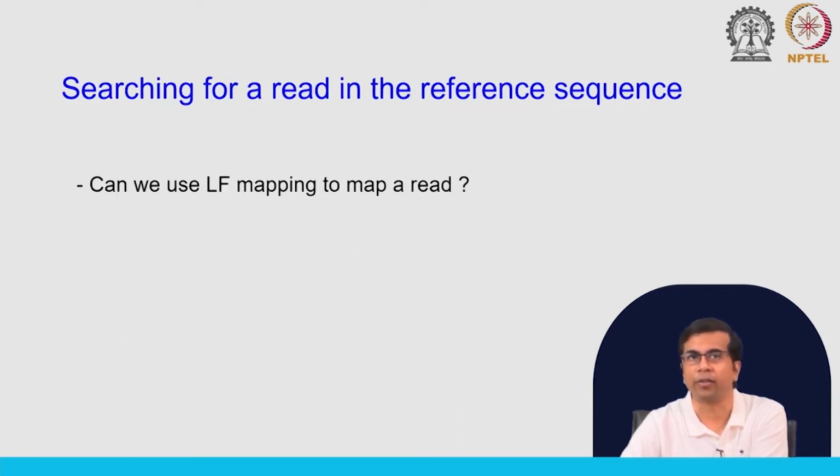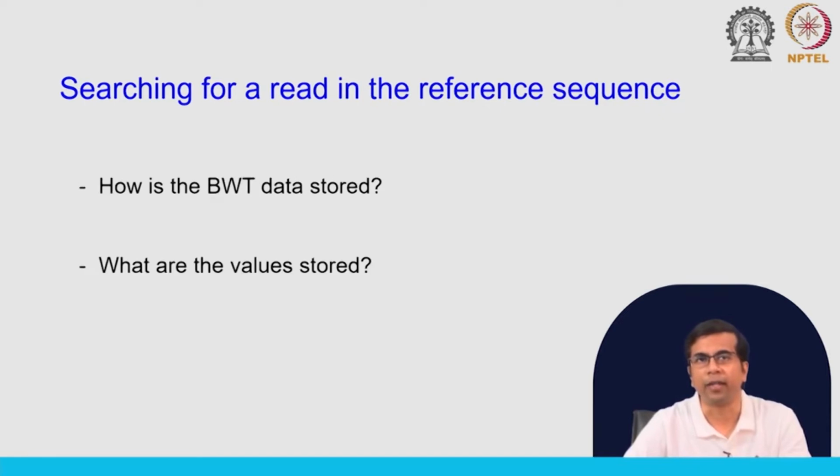So, how do you search actually? The question is, can we use this LF mapping to actually align a read to the reference sequence? We will see if we can do that. First, let us discuss what is actually stored in this Barrows-Wheeler transform. After we have done the transform, how is the data stored, and what are the values that are stored.